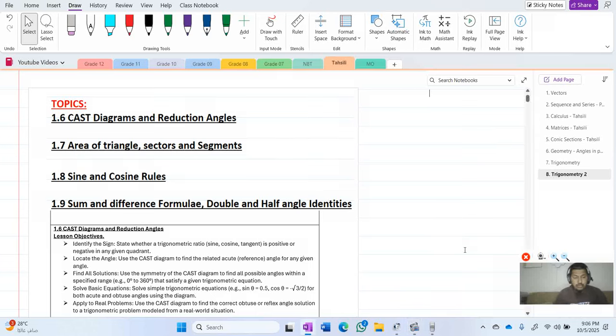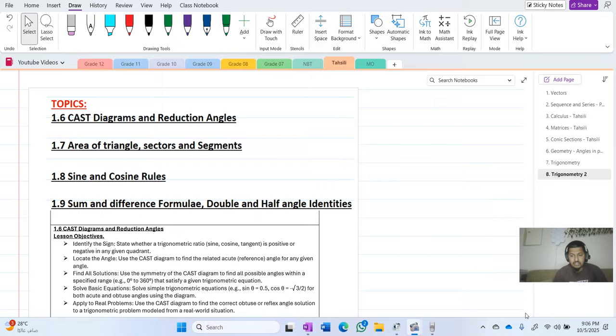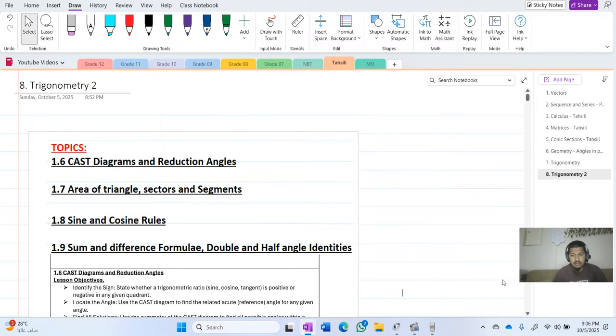In this video we're going to learn about the following topics in trigonometry, which are cast diagrams and reduction angles, area of triangle, sectors and segments, sine and cosine rule, sum and difference formula, double and half angles. So let us get straight into the first topic, which is a cast diagram.